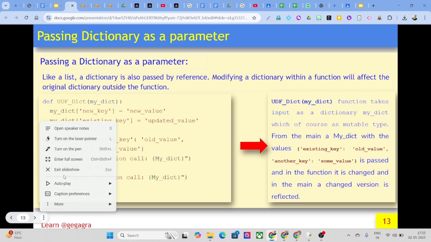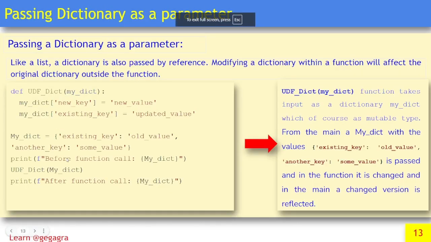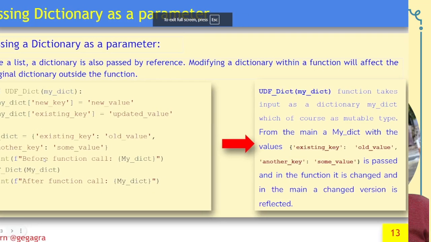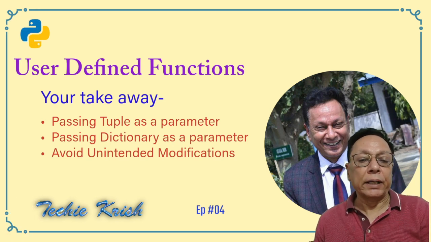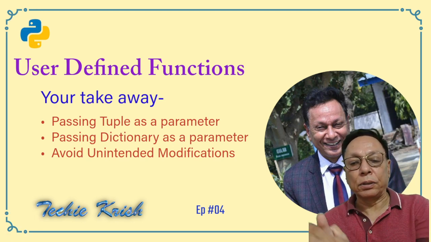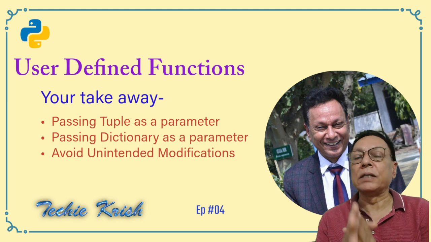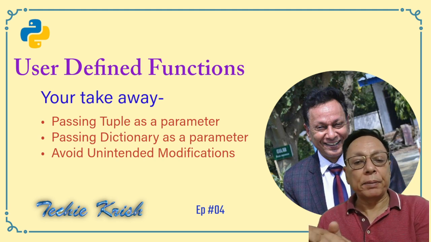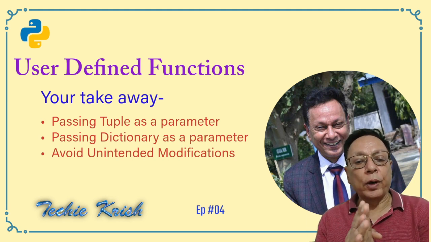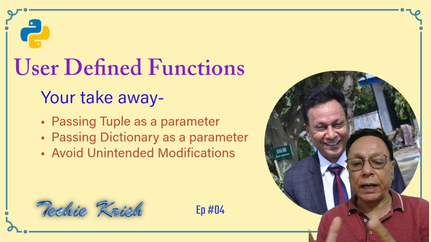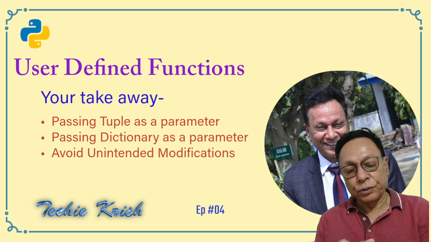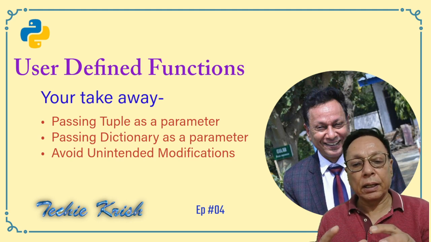Let's come back to our discussion. So in today's video, I discussed how to pass a tuple to a user defined function, and how to pass a dictionary as a parameter, and how to avoid unintended modifications inside the user defined function, so that you can keep your original data as it was.